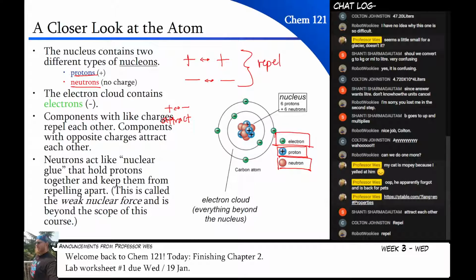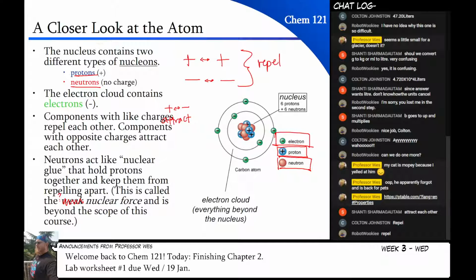I'm not sure that that's the weak nuclear force. That might be the strong nuclear force. I'm not sure which one it is. It is one of the nuclear forces. I don't know if this one's the one. That could be a typo. But yeah, think of neutrons as just glue. They hold the nucleus together.